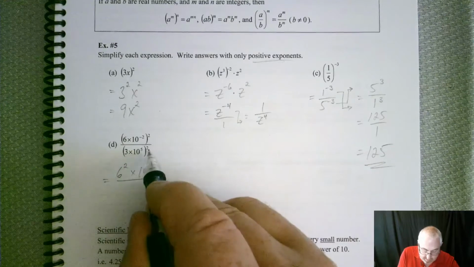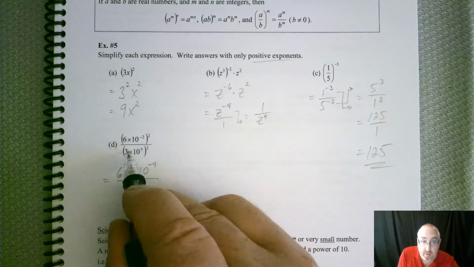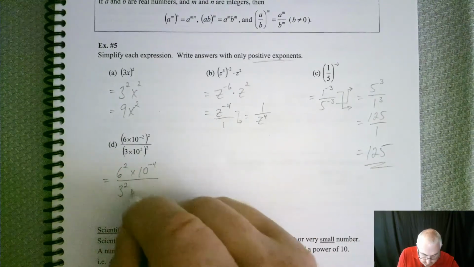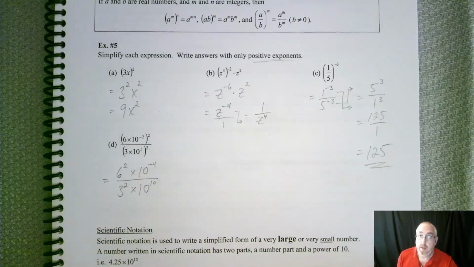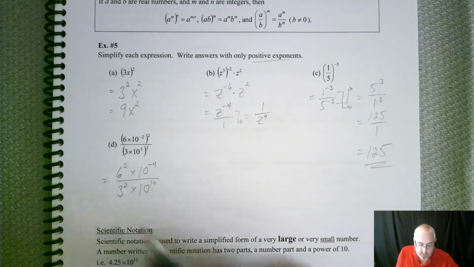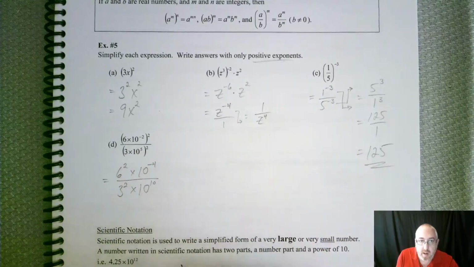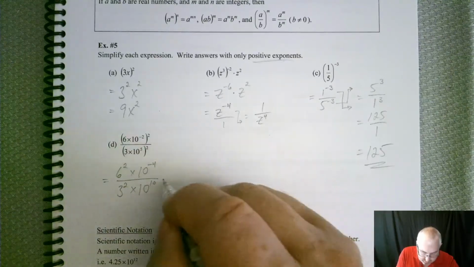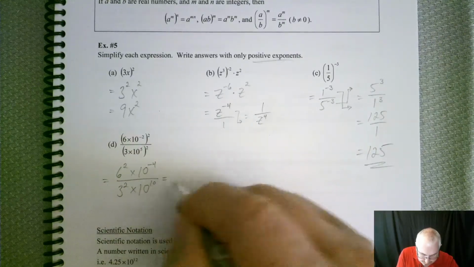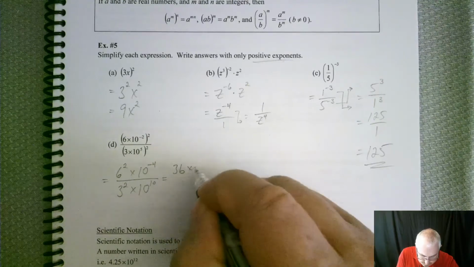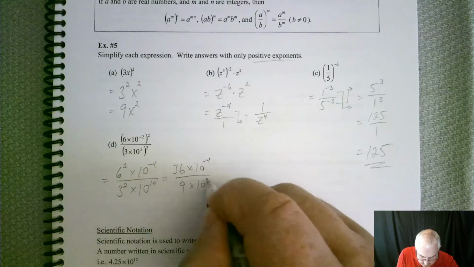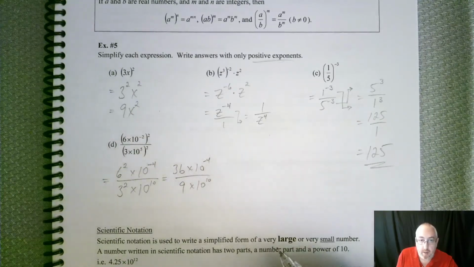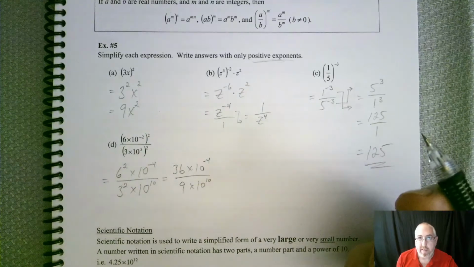On the bottom, same thing. So the 2 gets distributed to the 3 and to the 5, so that is going to change it to a 10. All right, so that gets rid of the parentheses. Now we should do a little bit of simplifying with that. So let's do that real quick. So 36 and 9.